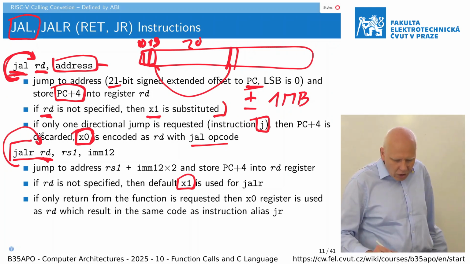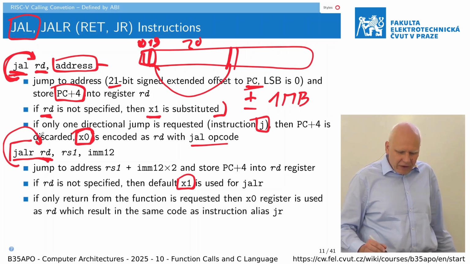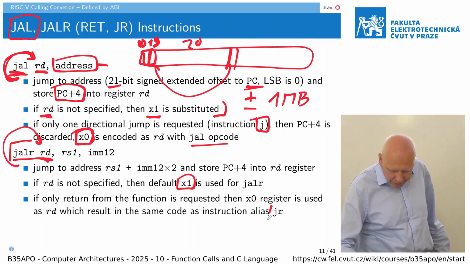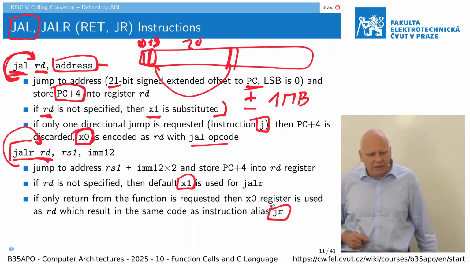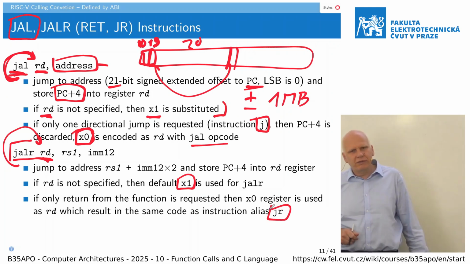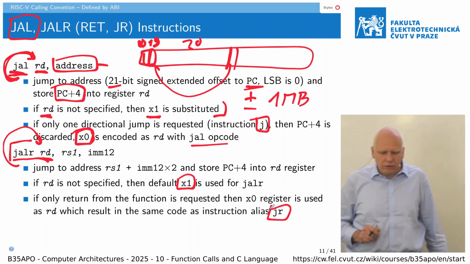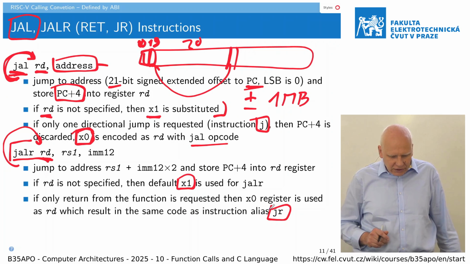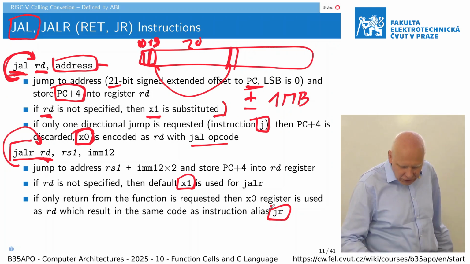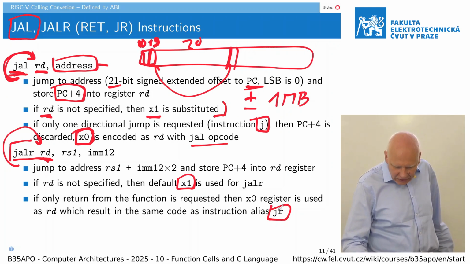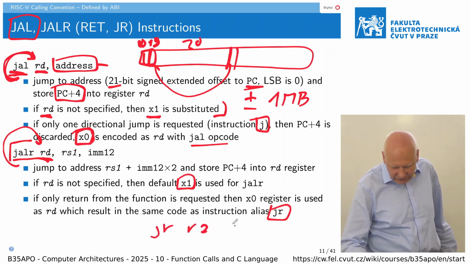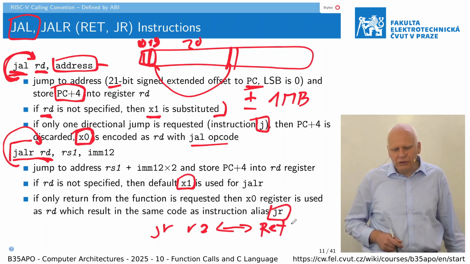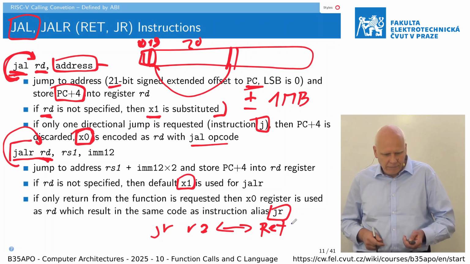Or we can specify with jump relative or jump register that we only want to jump to the given location, but do not want to modify a return address register or some other register. And this combination, where we jump to a return address, is in fact equivalent to the return instruction from the function.